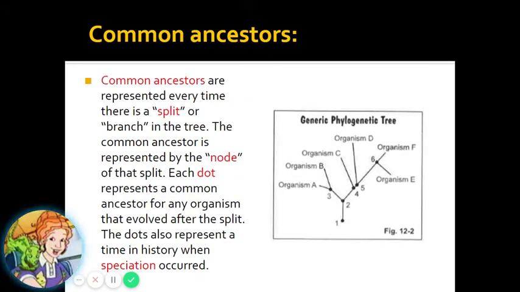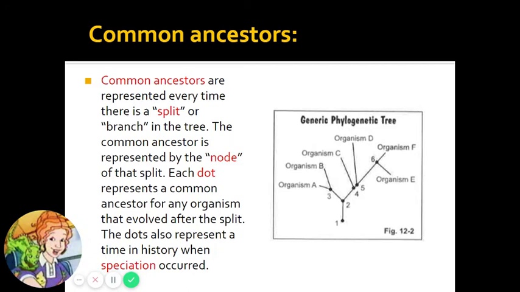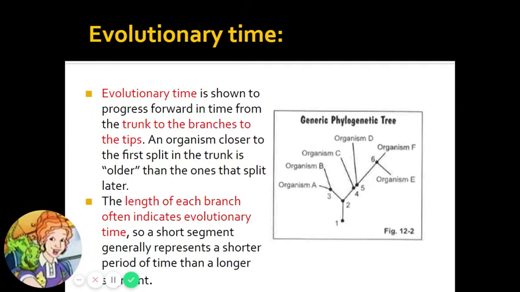So like I said, common ancestors are represented every time there's a split or a branch in the tree. Okay, these little dots are called nodes, and those are just representing the common ancestors. Okay, and they're also representing a time when speciation occurred in history. So evolutionary time is going to be progressing from the trunk to the branches to the tips.